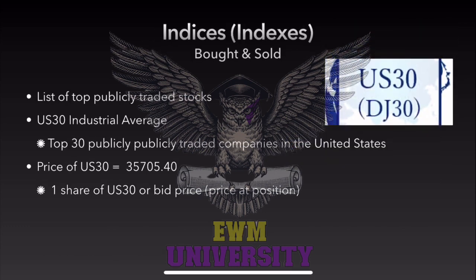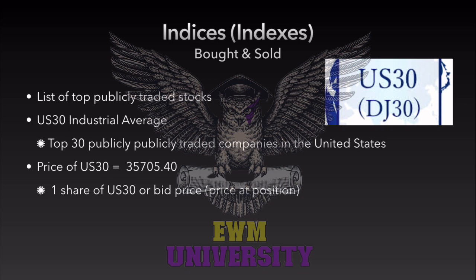Now, getting into indices and indexes, right? These aren't per se traded on the foreign exchange market, because indices are just sectors of stocks. You know that stocks are just shares particular to one publicly traded company, right? But in this instance, we're going to be using US 30, right? Which is the list of top publicly traded stocks, the top 30 publicly traded companies in the United States. So when we see the price of US 30 is equal to 35,705.40.